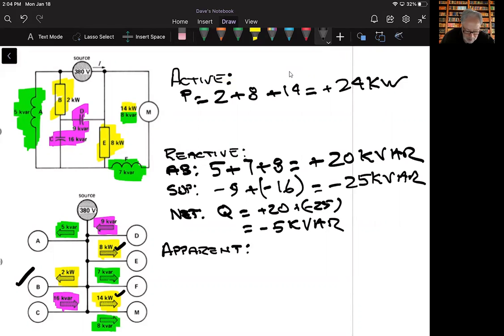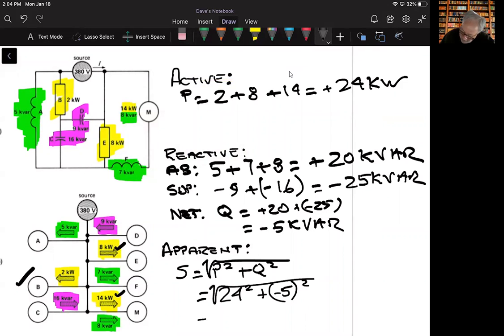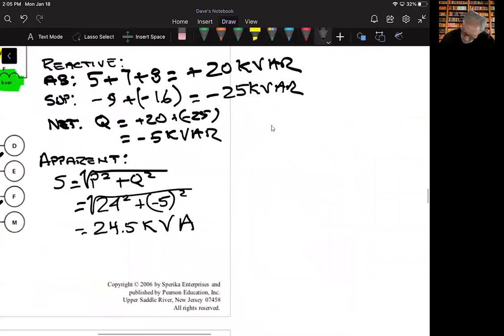Then I can determine the apparent power of the system, S: the square root of P squared plus Q squared, 24 squared plus -5 squared. And that is going to give us 24.5 kVA for apparent power. Well, so far so good? This is good stuff. Think about what I can do now.